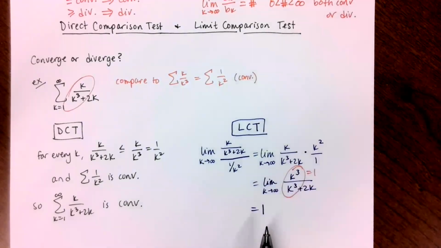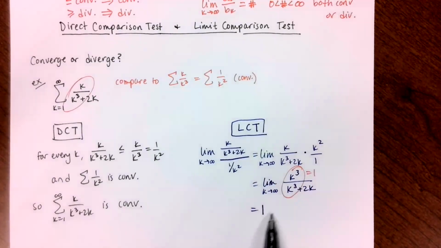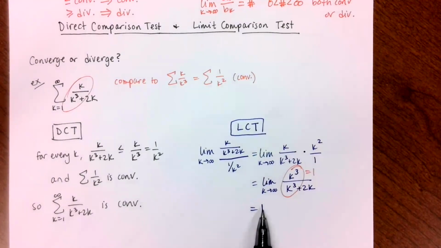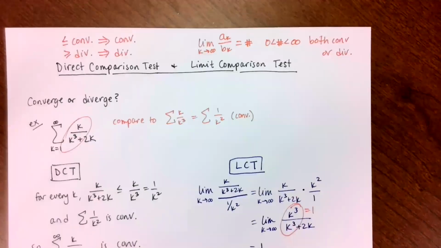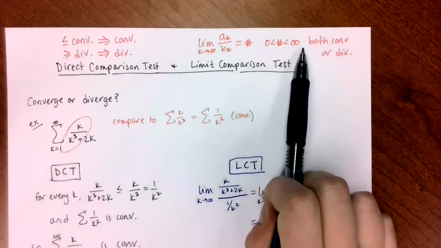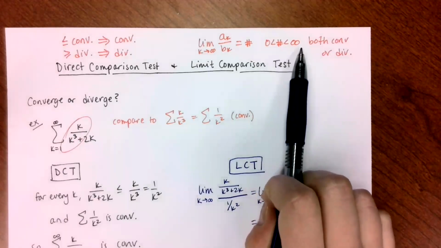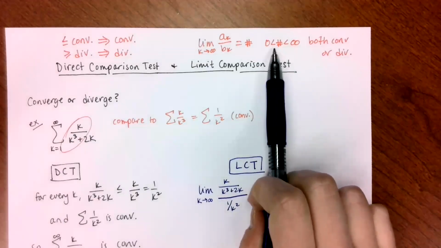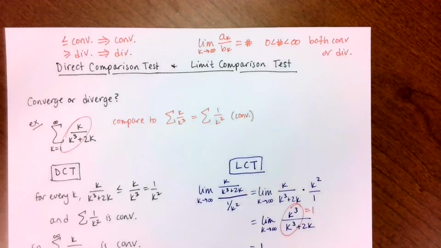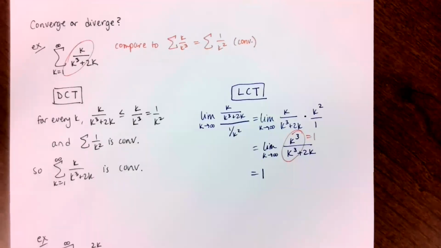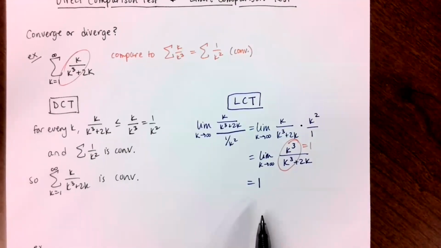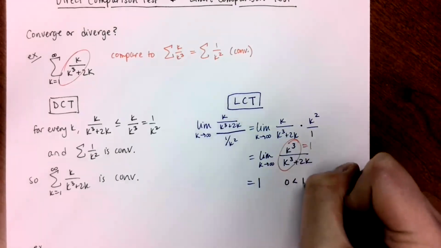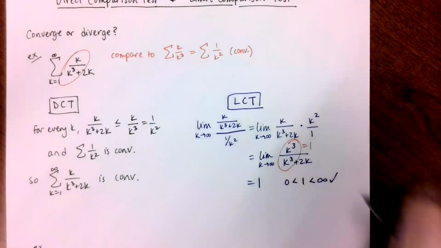So this 1 coming out of here is not particularly special. The 1 doesn't directly inform our conclusion here. All we really care about for this test is that the number is anything not 0 or infinity. Any number in between, whether it's 1 or half or 72, anything that's not 0 or infinity tells you that these series do the same thing. All right, so I'm going to note here, 0 is less than 1 is less than infinity, so this is a success.